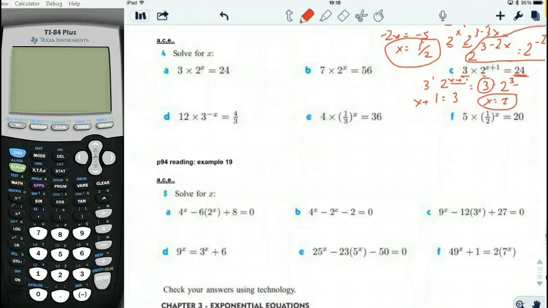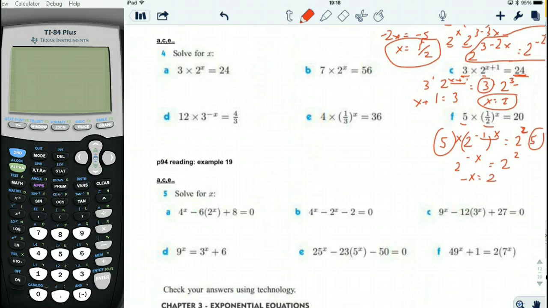Okay, and then this one here, we've got 5 times 1/2 to the x. We're going to express it as factors of 5 and 2. So this will be 5 times 2 to the negative 1 to the x is equal to 2 squared times 5. So the 5's match up. And then the 2 squared matches up with this. This is actually 2 to the negative x, and we can multiply these together because it's an exponent to an exponent. 2 to the negative x is equal to 2 squared. So negative x is equal to 2. So x is equal to negative 2.